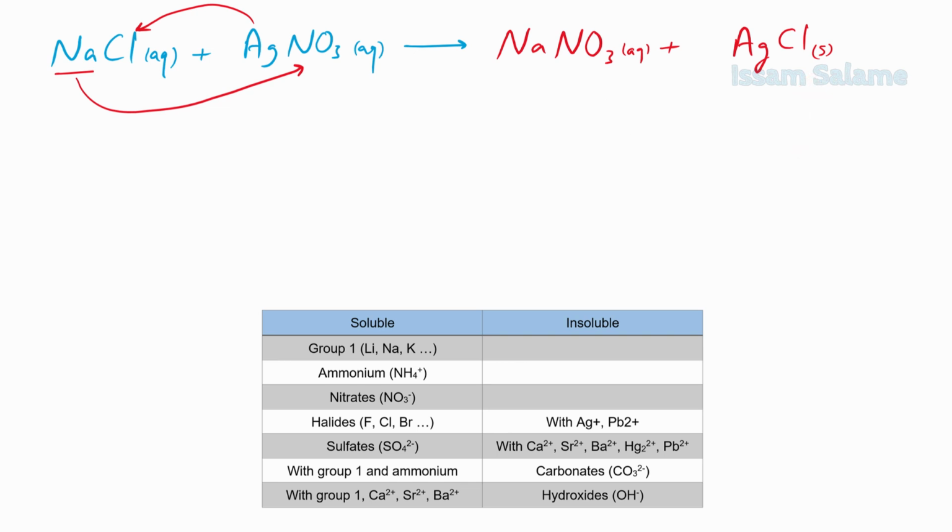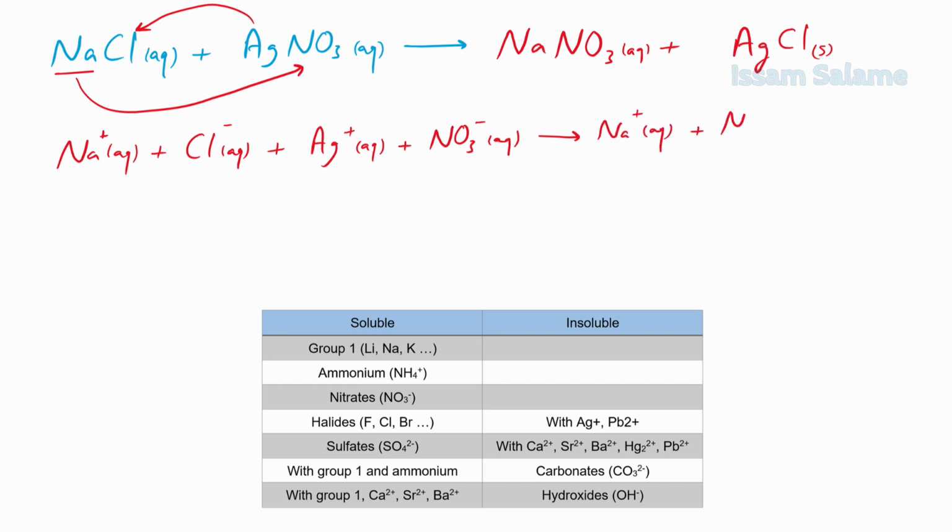And why was it important to know which compound is aqueous and which one is solid? Since when we want to write the total ionic equation, we should know which compound we should split and which compound we should not. So to write the total ionic equation, sodium chloride is going to be dissociated into sodium and chloride ions, silver nitrate is going to be dissociated into silver and nitrate, sodium nitrate is going to be dissociated into sodium and nitrate ions, while silver chloride is not going to dissociate since it is solid.